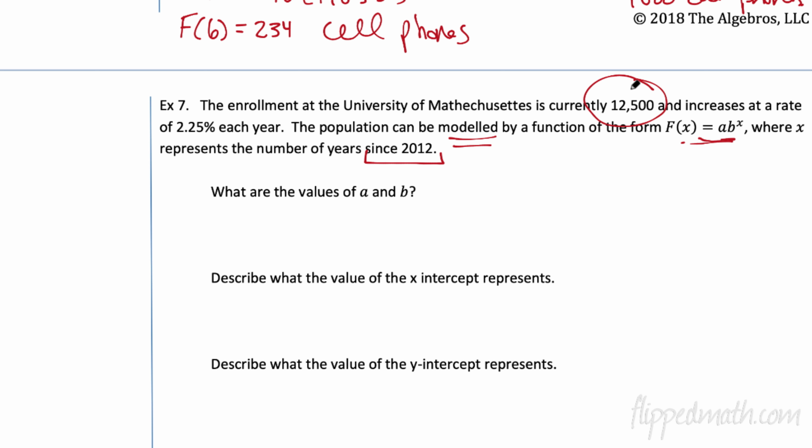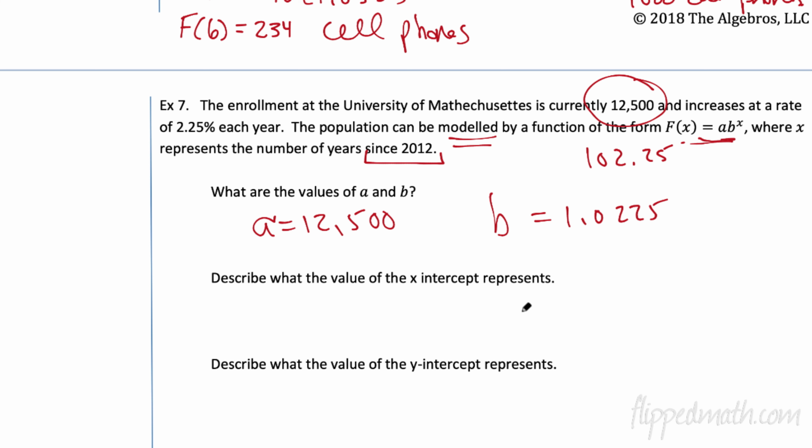Currently, we have an initial value of 12,500. So a is going to equal 12,500. And b is the constant multiplier, right? So b for here, it's 2.25% more than 100%. So that's going to be 102.25%. If I move that decimal two places, I get 1.0225. That's going to be the value of b.